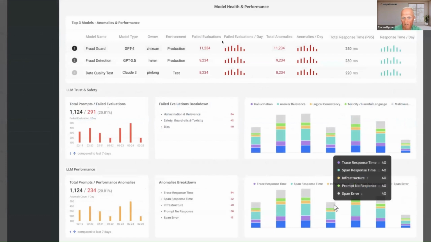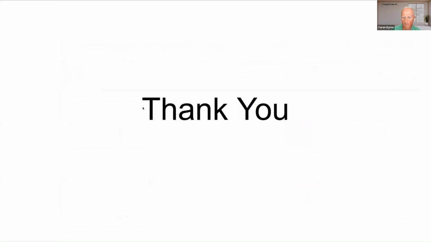And look at anomalies, what kind of evaluations are failing, what's the distribution. Anomalies are more performance-based. In other words, is there response time degradation, what's the total response time? And then we'll give you a breakdown of where those failed evaluations have occurred. Is it hallucination, relevance, bias, and so on. So it's really your full visibility into the model cost, performance, and health and safety. And that's it.